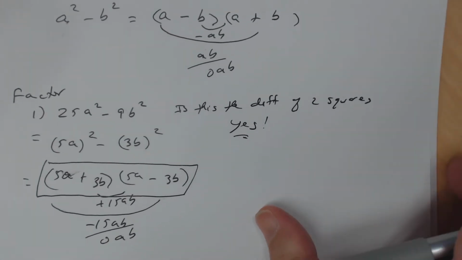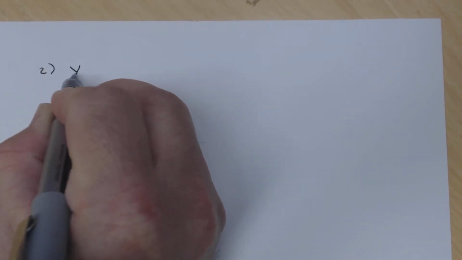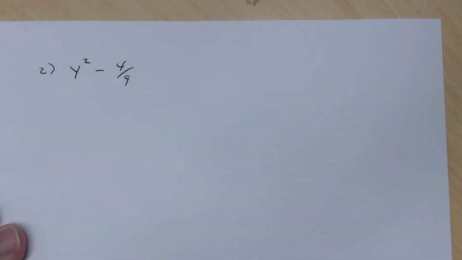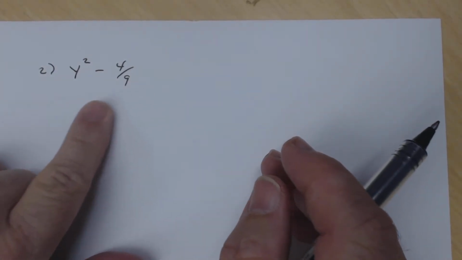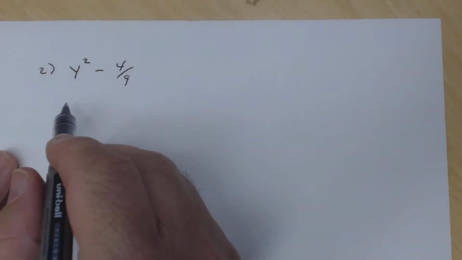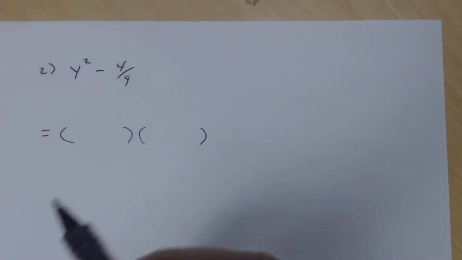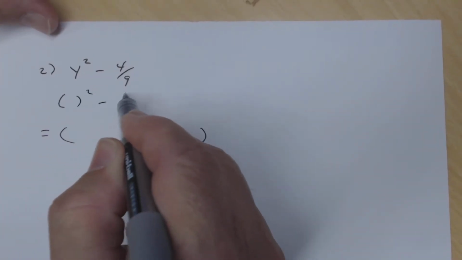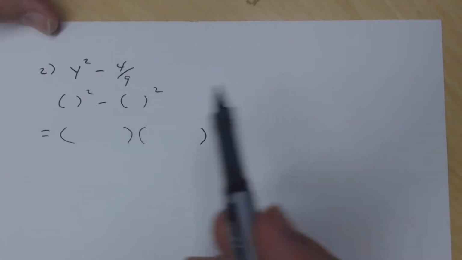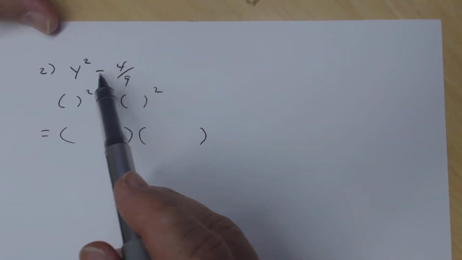Okay, now let's look at another one. Okay, so let's look at this one. That's number 2. y squared minus 4 ninths. So notice the GCF is 1. So before you write the answer as two binomials, you may need to rewrite each term as something squared. So see if that's the difference of two squares.